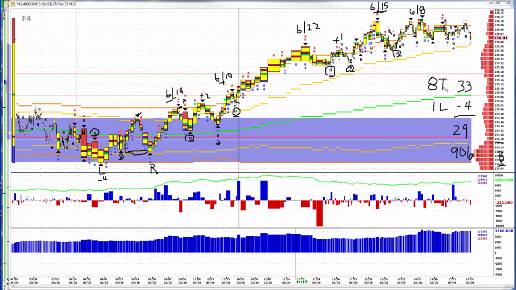So we had 8 trades total that gave you 33 30 seconds. If you took the low number, there was a lot more money there. If you kind of traded in between, you got closer to perfection. We had one loser. We lost 4 30 seconds. That gave you 29 30 seconds, or $906 per position traded. This is a great contract to trade.